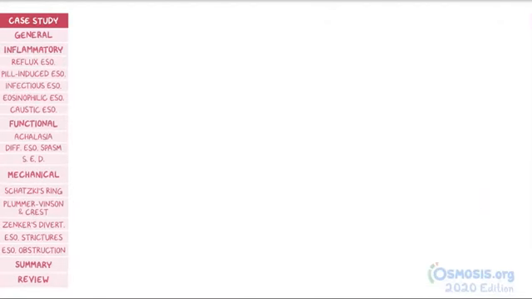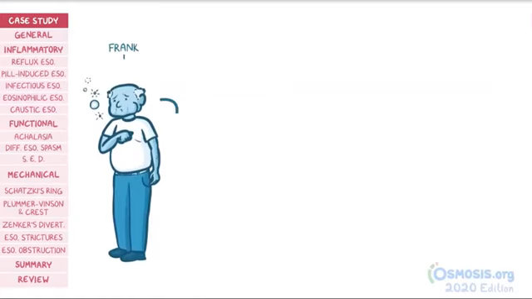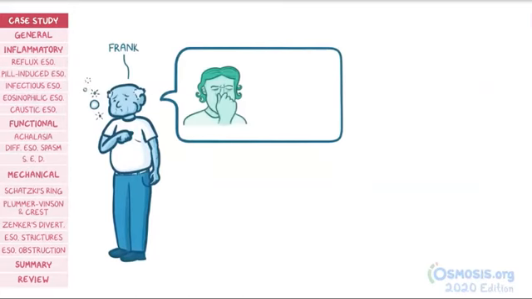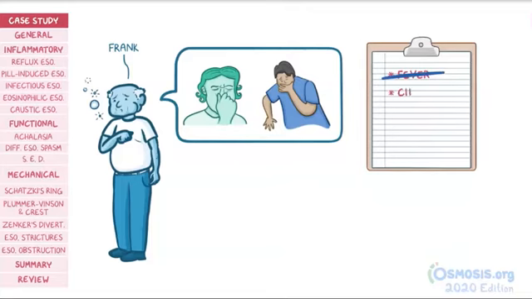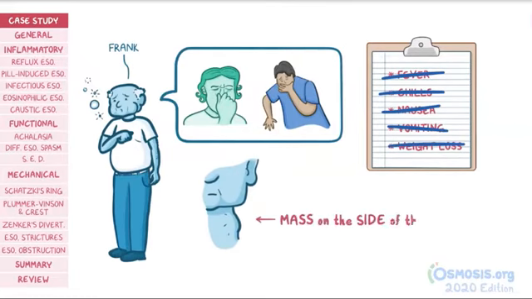At the same time, a 62-year-old man named Frank comes to the clinic because of bad breath, regurgitation of food overnight, and trouble swallowing food. He has had these symptoms for several months. He denies fever, chills, nausea, vomiting, or weight loss. Physical examination shows a mass on the side of his neck.